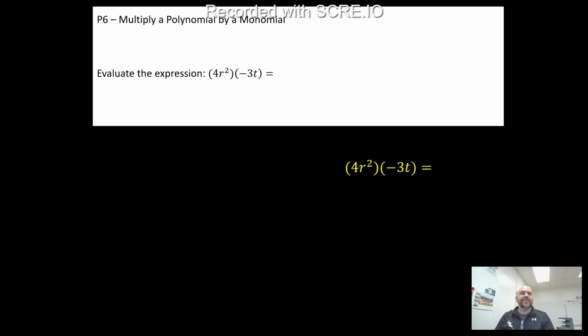The coefficient is the number in front of the variable. In this case, we have a 4 in front of the r squared, and a negative 3 in front of the t. We're going to multiply those two together, and we have to keep that negative 3 there because that's part of the term. That's part of the coefficient in front of the term. So 4 times negative 3 gives us negative 12. This is our new coefficient.